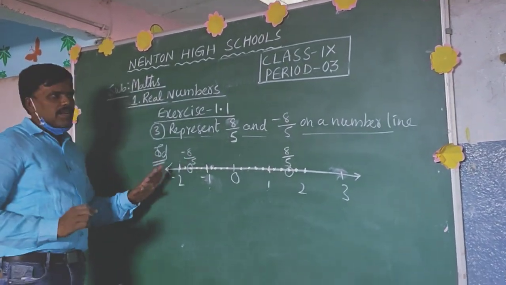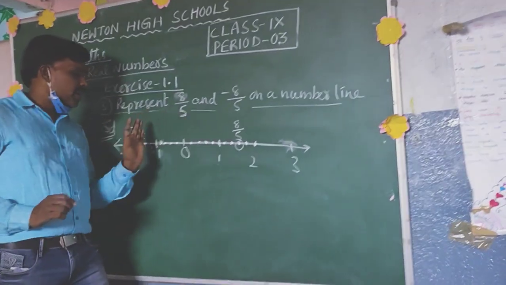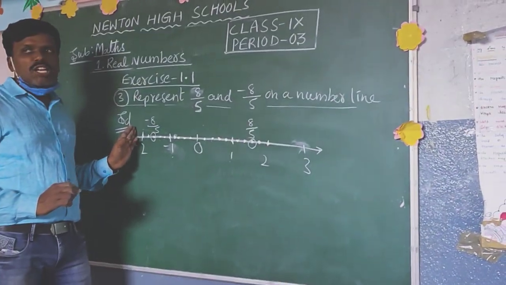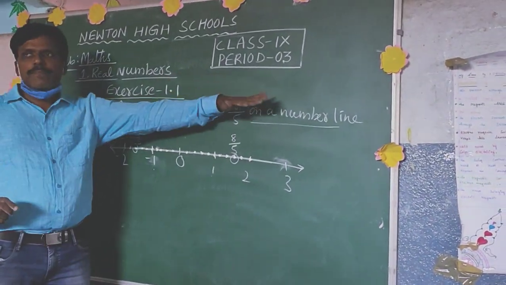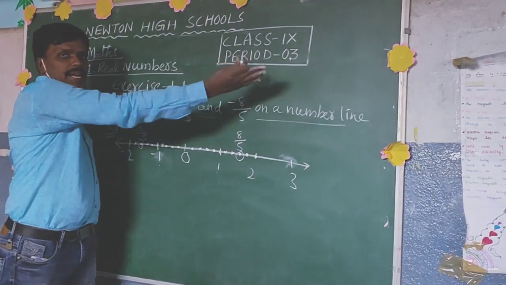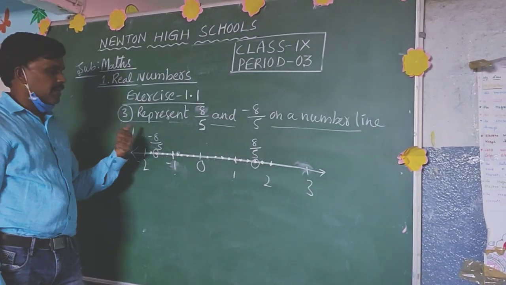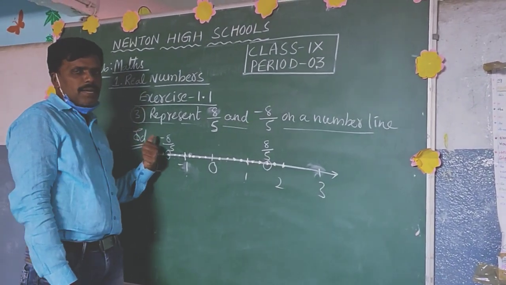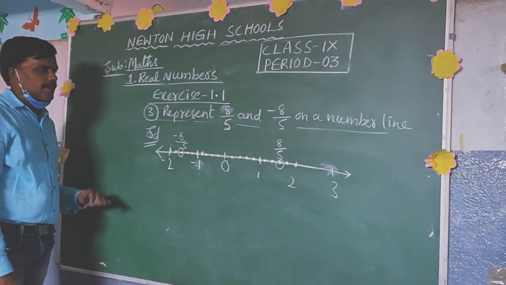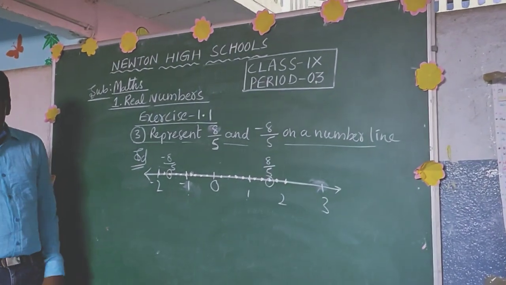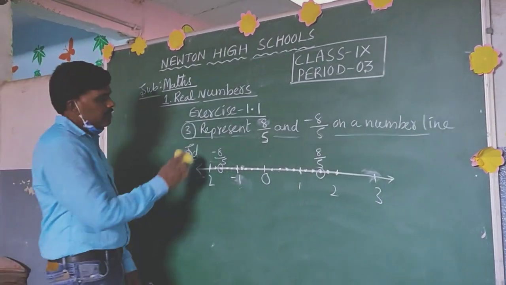Based on that, we can say that plus 8 by 5 and minus 8 by 5 are not the same. 8 by 5 is a positive rational number; it lies on the right side of 0. Minus 8 by 5 is a negative rational number; it lies on the left side. Okay, clear? Then next question.